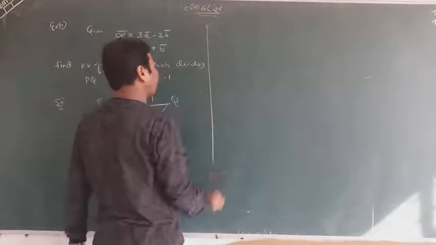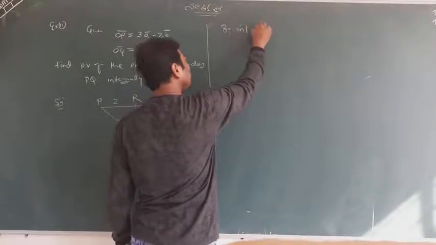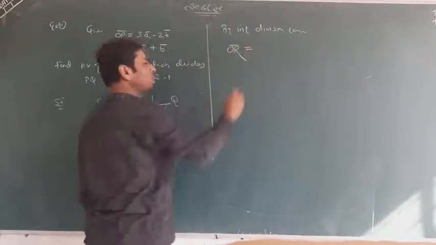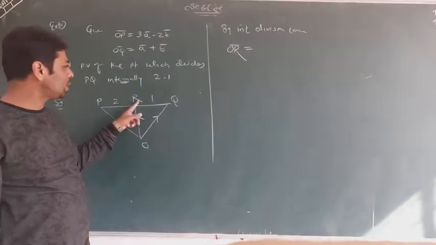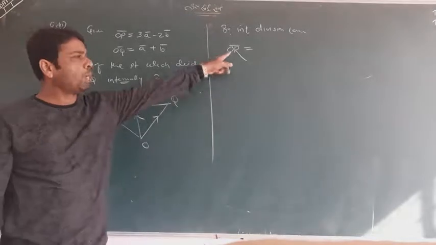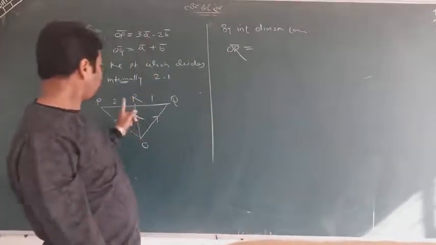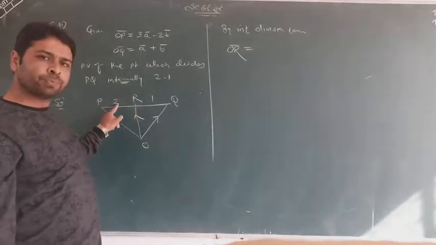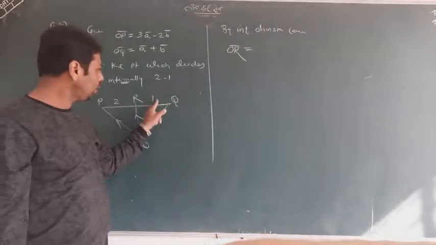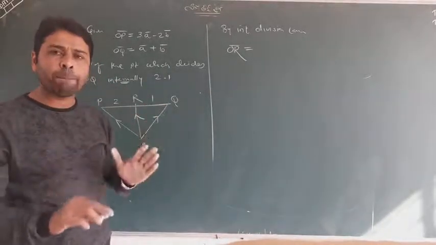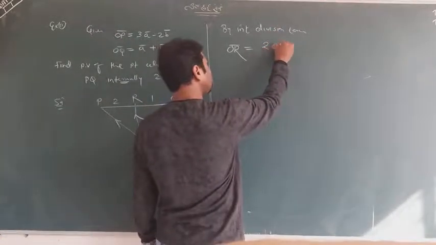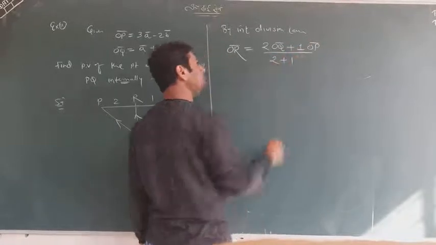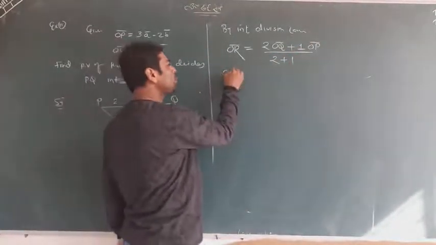So we'll go with the formula. By the internal division law, we have a position vector. Last time when I told you the concept, it was C, A and B. This time P, Q, R. So OR equal to what formula I used? I am not writing M and N. This is very simple. 2 into position vector of Q plus 1 into position vector of P upon 2 plus 1. So this is none else but the position vector of R.